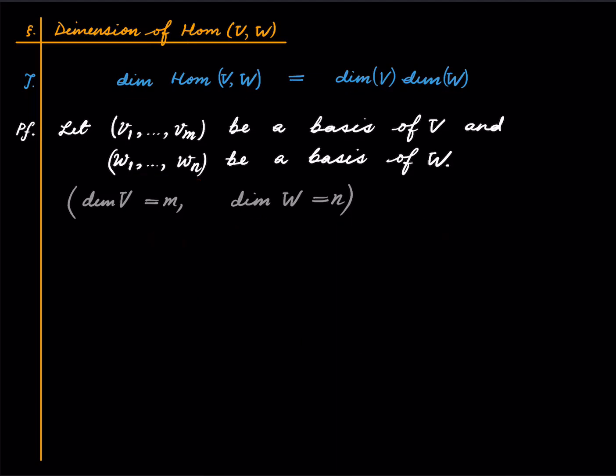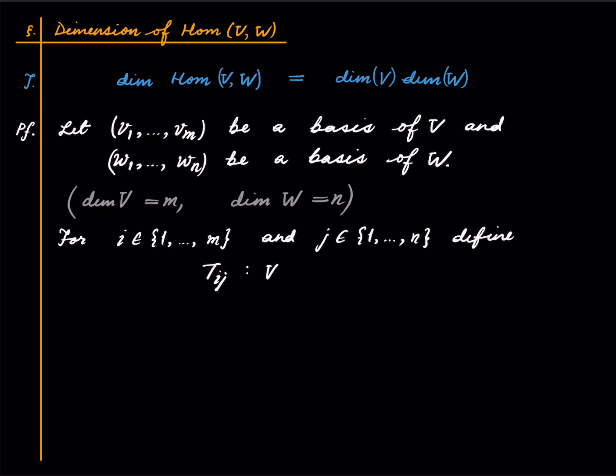And now let us execute that. So for i in 1 up to m and j in 1 up to n, define a linear map T_ij from V to W, which is defined as T_ij takes v_k to w_j if k is equal to i and 0 otherwise.